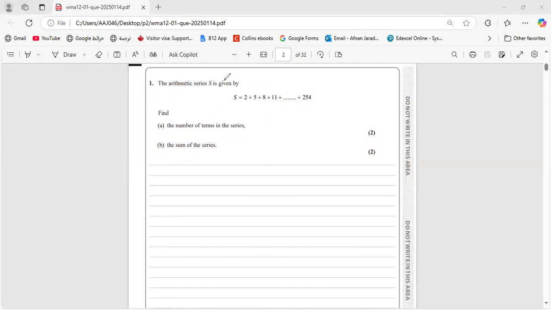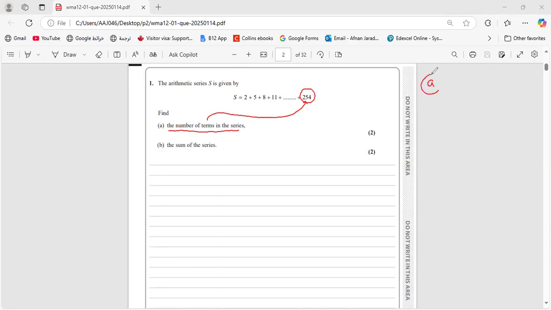The arithmetic series S is given by S equals 2 plus 5 plus 8 plus 11 plus, and so on, the last term is 254. Find the number of terms in the series. Always, to find the number of terms in the series, you need to use the last term, okay? If you need to find n, how many terms in a sequence, you need to use the last term.